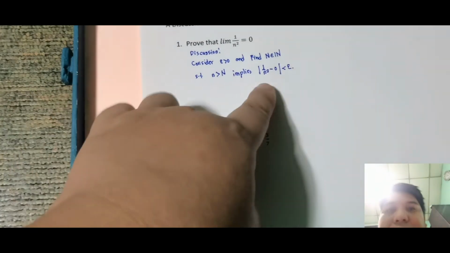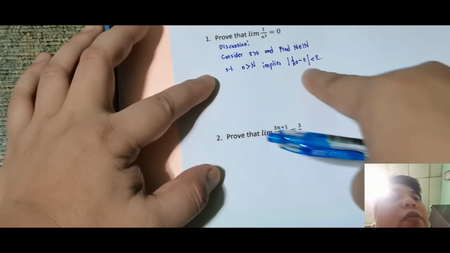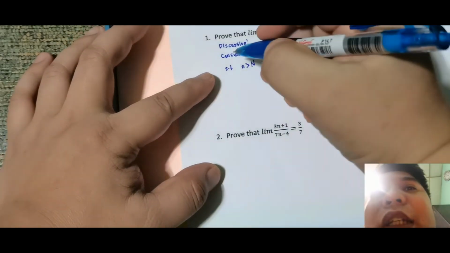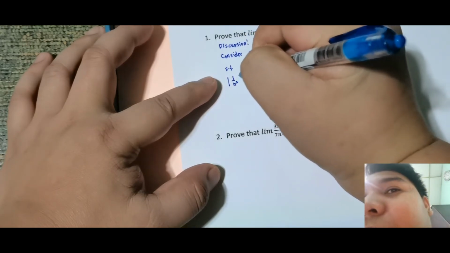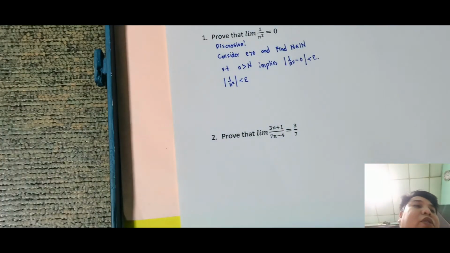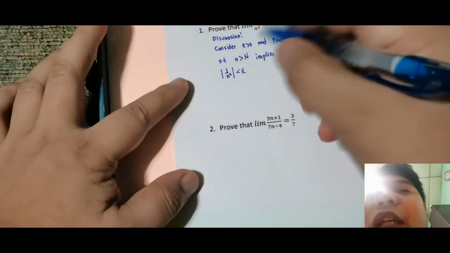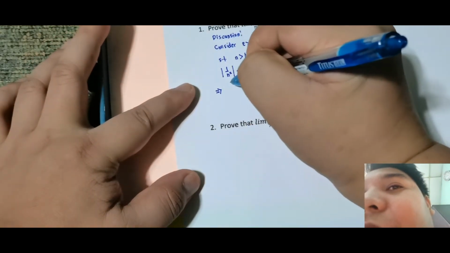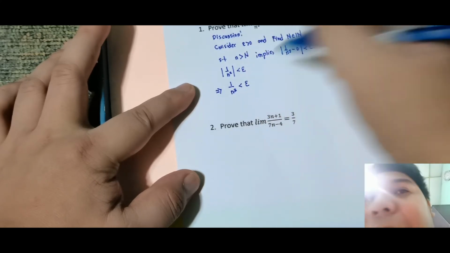So, ngayon, consider natin to, yung part na to. We all know na itong part na to, yung 1 over n squared minus 0 is less than epsilon. Ang mangyari dyan is ganito. 1 over n squared is less than epsilon. So, pwede natin i-drop dyan yung ating absolute value. Kasi nga, positive number din naman yung n na yan eh. So, ang mangyari dito, this implies that this is 1 over n squared less than epsilon.